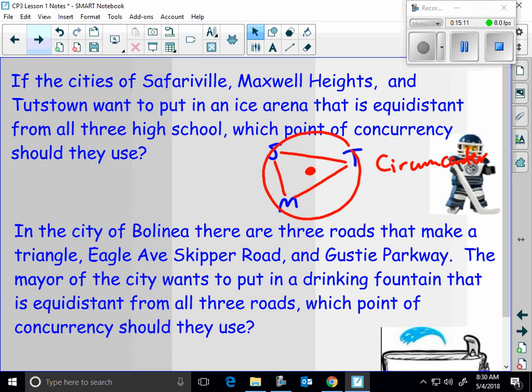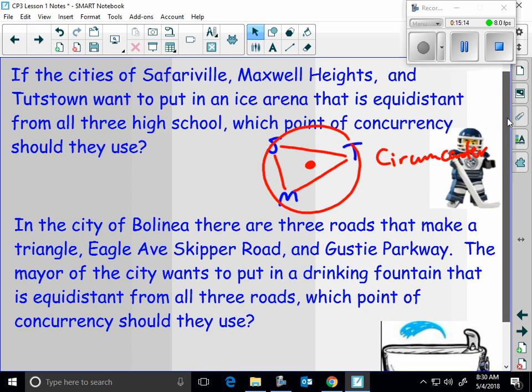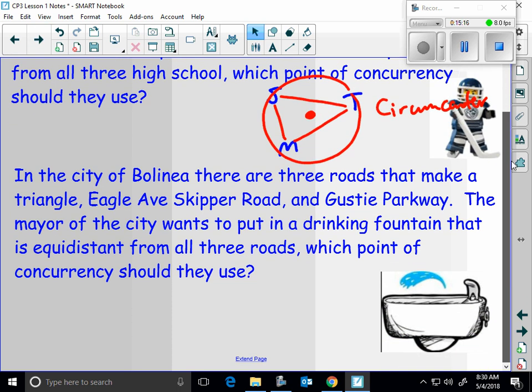In the city of Bologna, that's probably Mr. Boleyn's hometown. Is Maximus short for, or is Max short for Maximus? The Max. Ooh, I don't know. That's a good question. That's a good question.